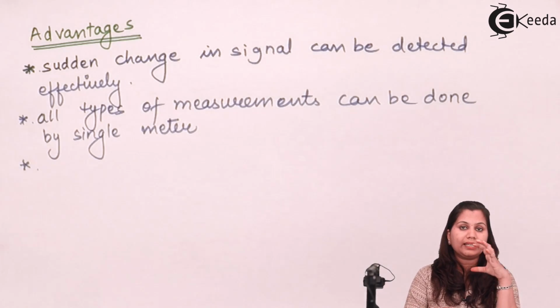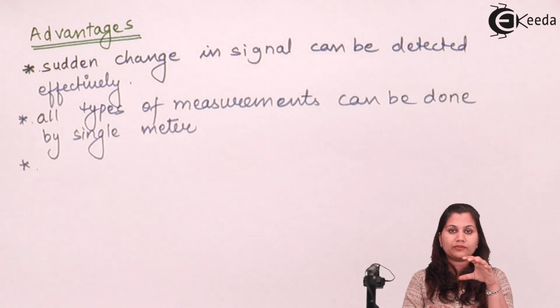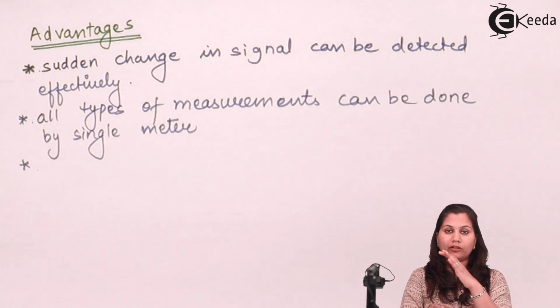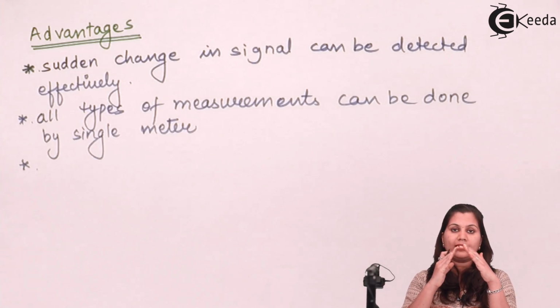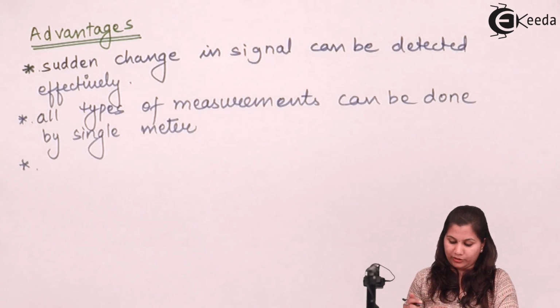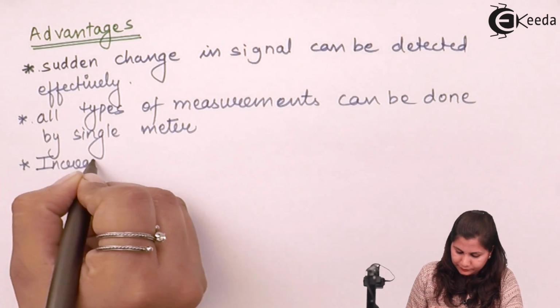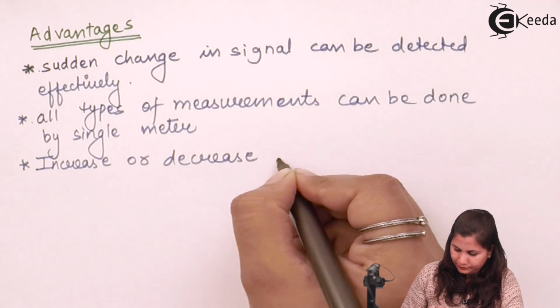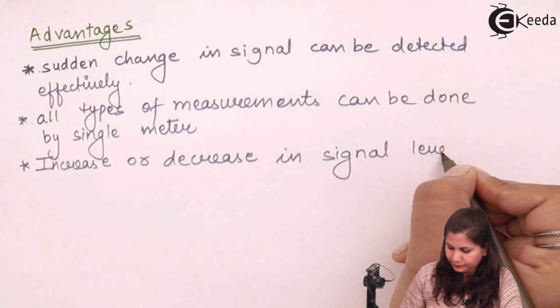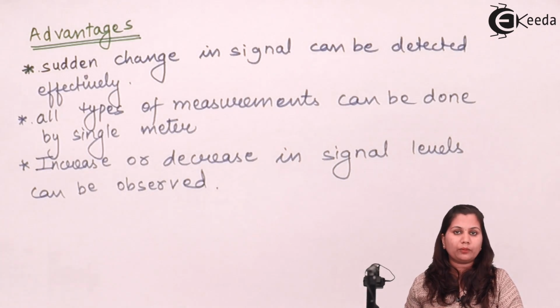Also, if there is any increase or decrease in the levels of the signals, that can be observed easily on this meter, because the pointer is moving over the scale. So if there is any increase or decrease, the pointer is going to deflect in the right hand side or the left hand side direction. So increase and decrease can be easily observed. So these were the advantages. Now comes the disadvantages.